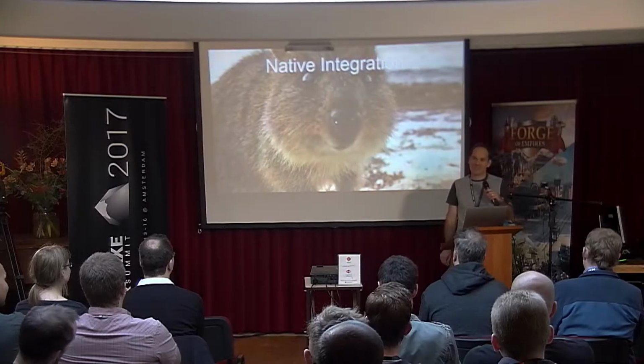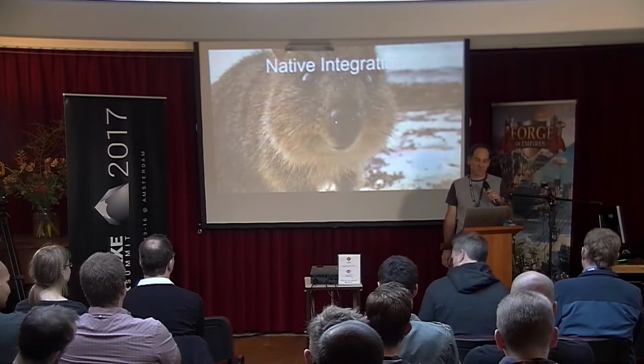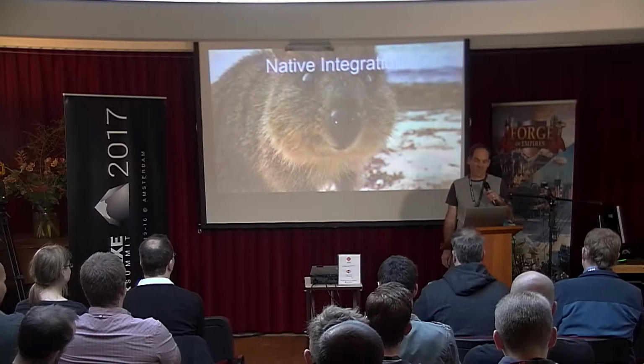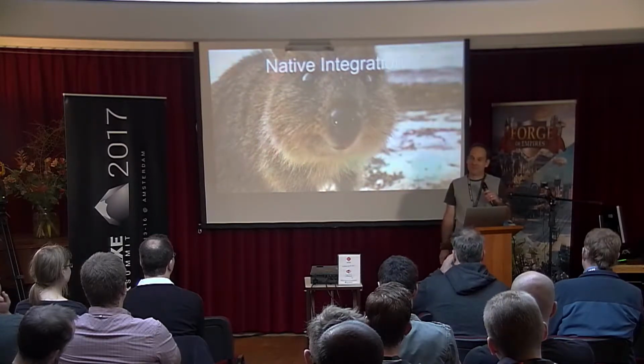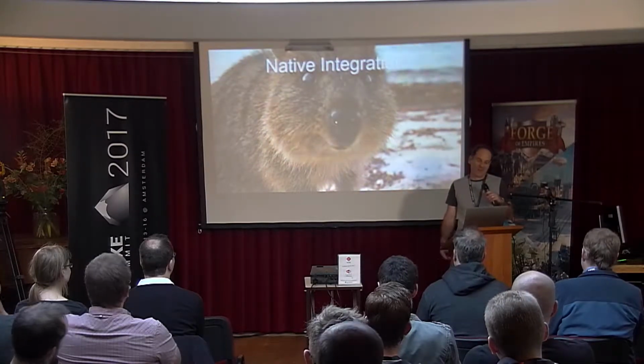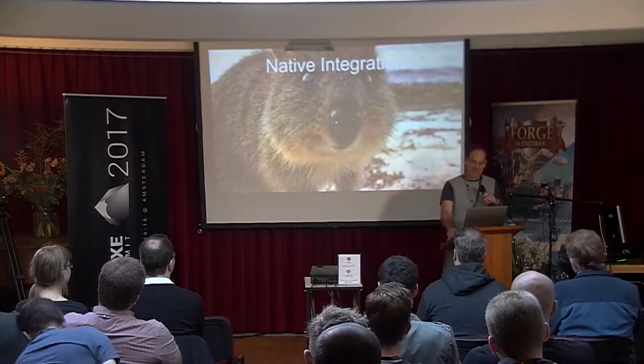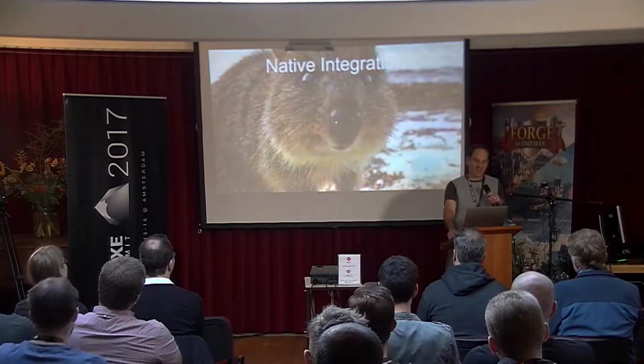So this little guy is a native of Rottnest. The Dutch explorer Vlaming called the island thinking it was a giant rat, whereas in fact it's a small kangaroo. But you know, can't blame him for that.